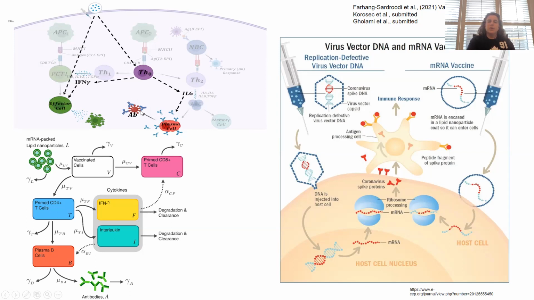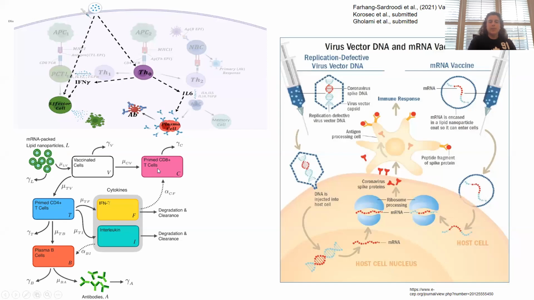Remember, antibodies neutralize the virus, and effector cells kill infected cells. We look at the accumulation of them and the longevity of antibodies and effector cells over time post-vaccination. We also have a schematic, or flow diagram, of our mRNA vaccine modeling. We have mRNA lipid nanoparticles. Here we have vaccinated cells.